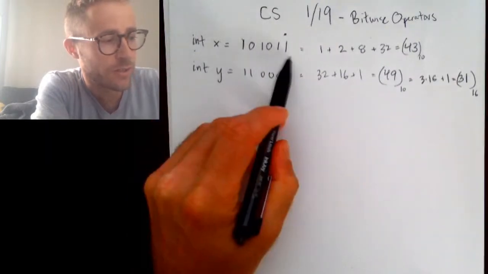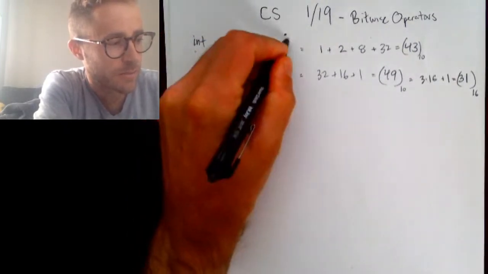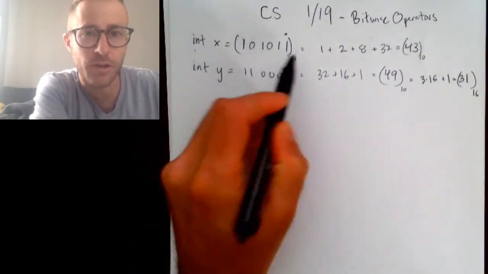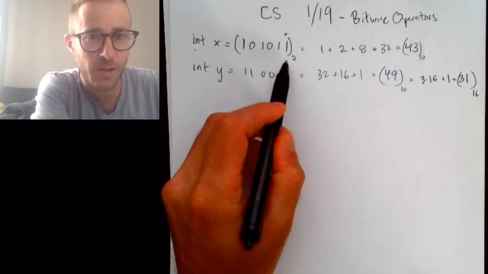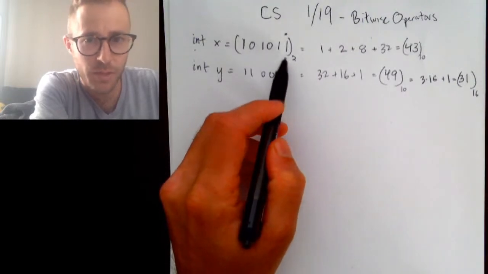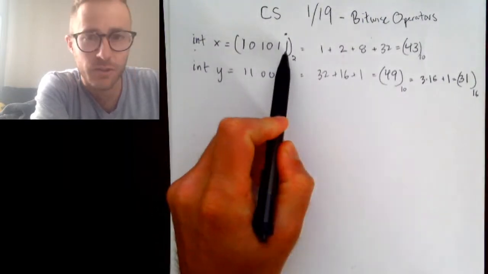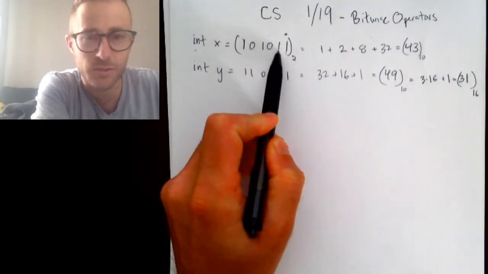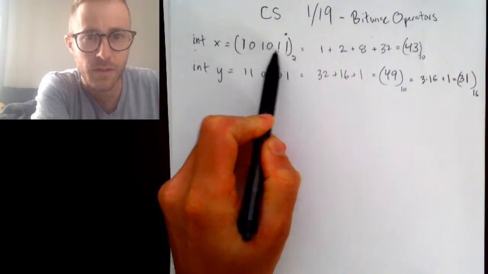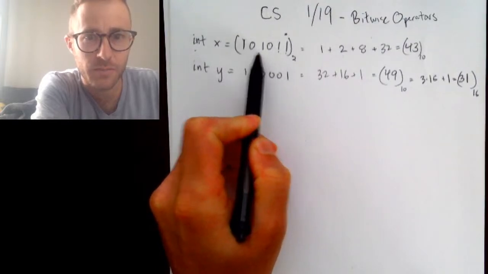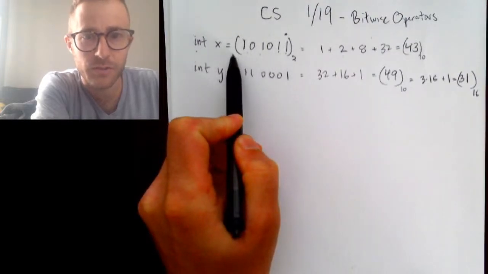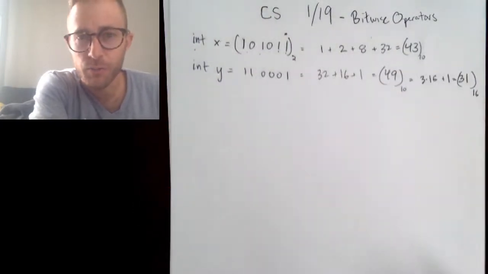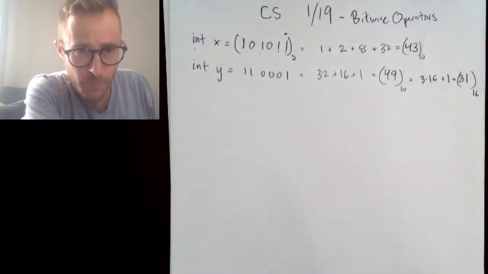So x is the integer represented as 101011 in base 2. What is that equal to in base 10? Well, it's going to be 1 plus, because this is the 1's place, this is the 2's place, this is the 8's place, and this is the 32's place. So it's 1 plus 2 plus 8 plus 32. And that's 43 in base 10.